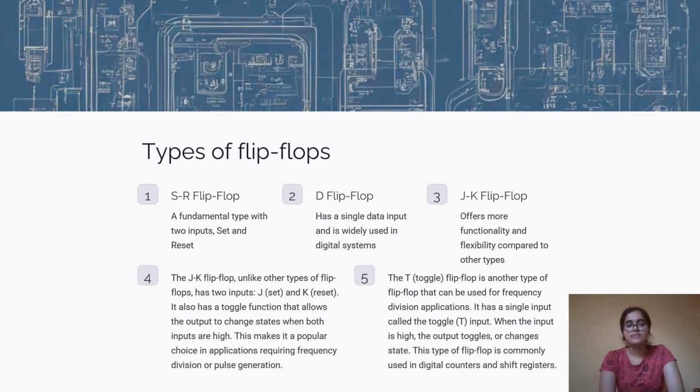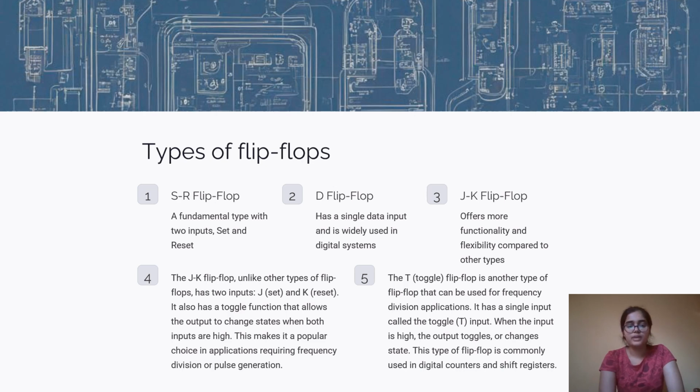Now let's learn the types of flip-flops. First is the SR flip-flop, a fundamental type with two inputs, that is set and reset. Coming to the second one, the D flip-flop has a single data input and is widely used in digital systems. And coming to the third one, the JK flip-flop offers more functionality and flexibility compared to other types.